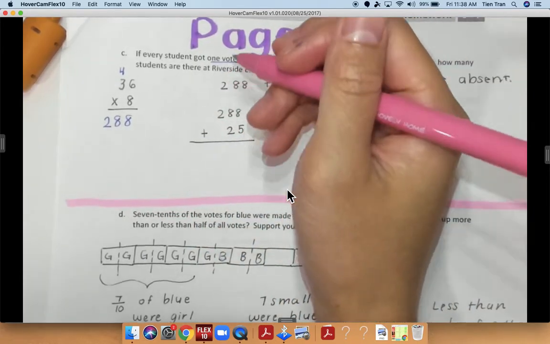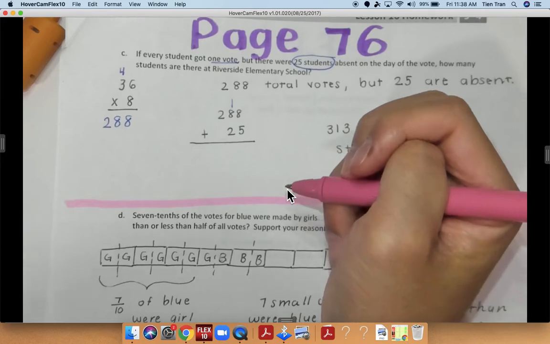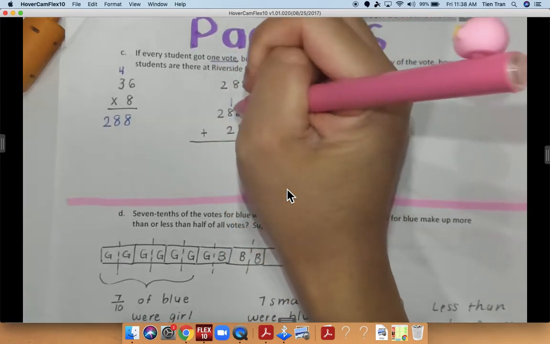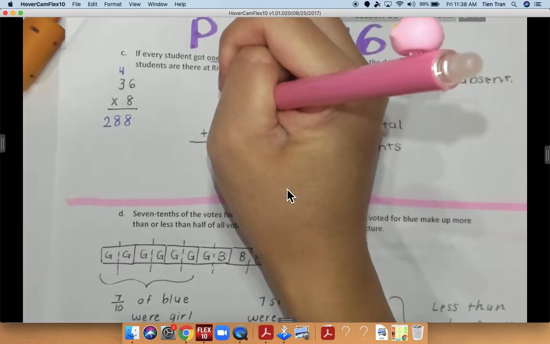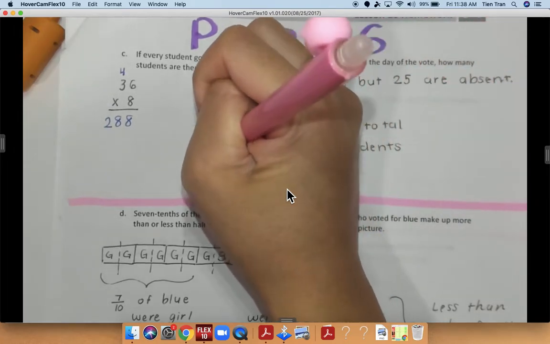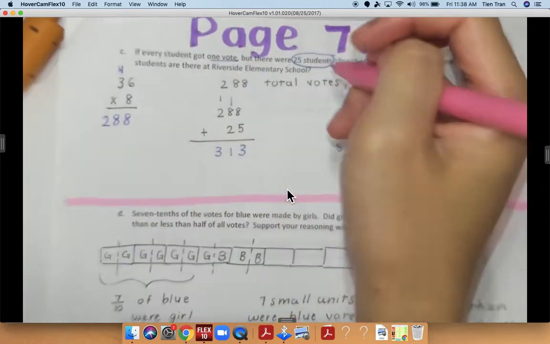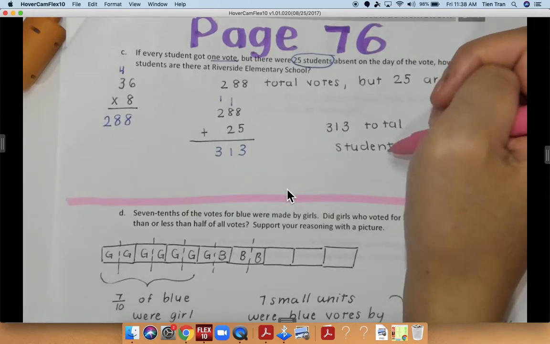So 8 plus 5 is equal to 13. 8 plus 1 is 9. 9 plus 2 is 11. 2 plus 1 is 3. So I get 313. So there are a total of 313 students.